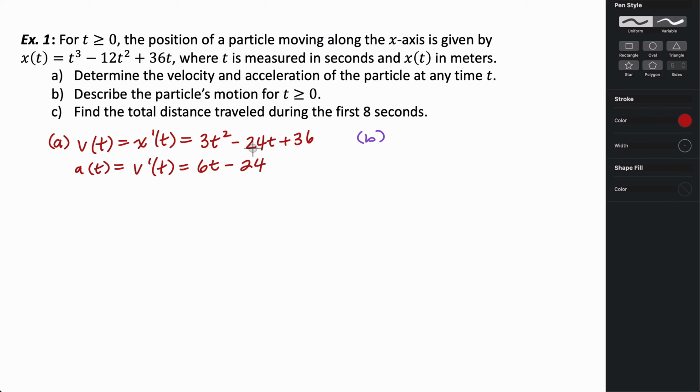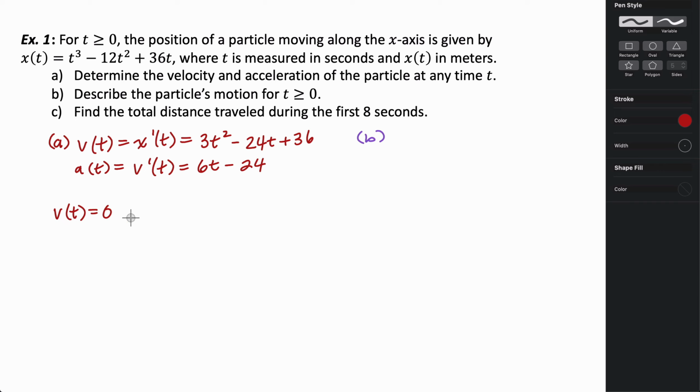So we want to look at the velocity function, and we want to know when the velocity is 0. The reason is that when the velocity is 0, motion stops, right? It's no longer moving forward or backward. So it stops at that moment, and then it can either continue on or it can change direction, but that's what we want to know. So let's figure out where the velocity is 0.